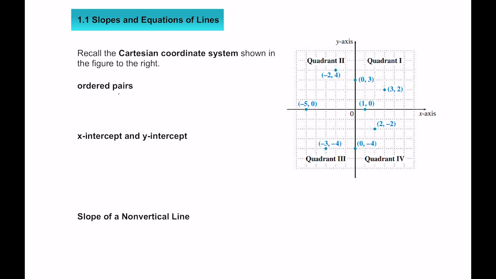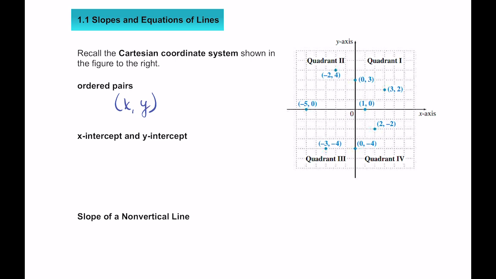In order to graph, we need to have ordered pairs, which have our x-coordinate, which comes first, and then our y-coordinate, which comes second, and it corresponds to the different axes on the Cartesian coordinate plane. So you've got your x-axis, which is your horizontal axis, and your y-axis, which is your vertical axis. Both of these axes intersect at a point right in the center, called the origin, and that point has ordered pair 0, 0.